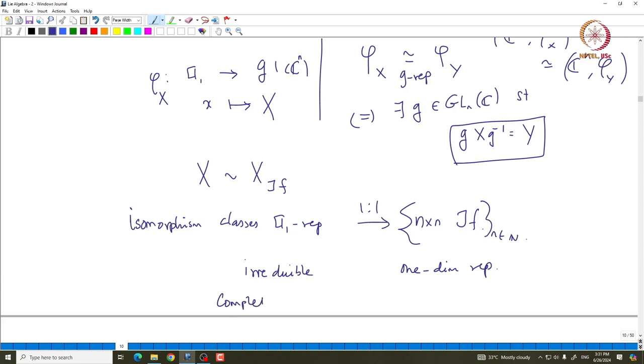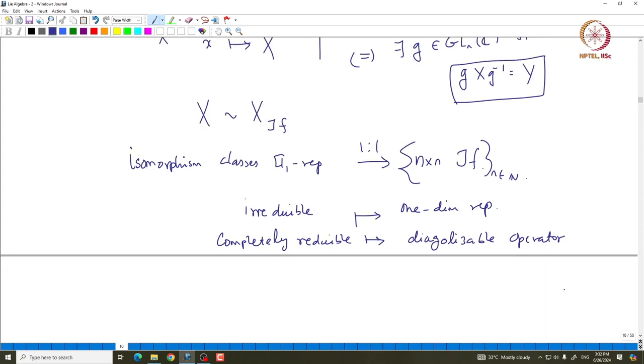So what will correspond to completely reducible representation? Completely reducible representation should be a direct sum of irreducible representations, and irreducibles are one dimensional. So completely reducible representations will correspond to the vector space, the operator having an eigenbasis. That means the operator must be a diagonalizable operator, because completely reducible means it is a direct sum of irreducibles, which are one dimensional. By collecting non-zero vectors from those, you can get an eigenbasis of this operator capital X, whatever that is. Okay. So completely reducible corresponds to diagonalizable operators, and irreducible corresponds to one dimensional representations.